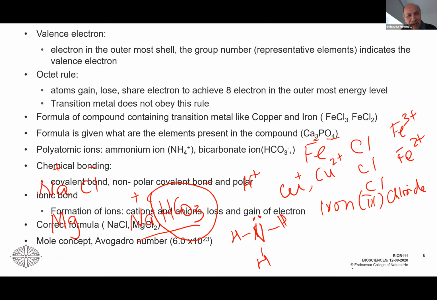So, the correct formula: how to write the correct formula of a compound. You need to figure out which one is a metal and which one is a non-metal. From there, you can actually make out what the charge is. The group number is going to be its charge. Group 1 will have 1 positive charge. Group 2, 2 positive charge. Group 3, 3 positive charge. And group 4 is always going to actually share.